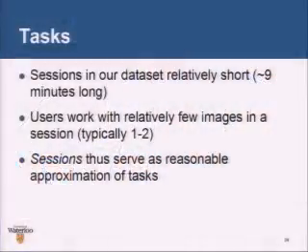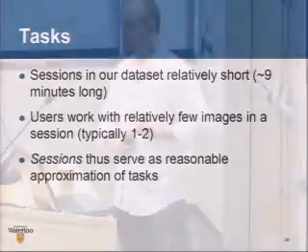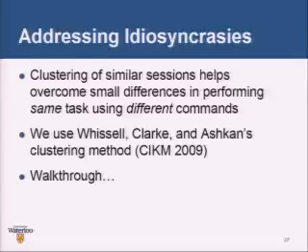And again, we found that the sessions in our data set are relatively short, about 9 minutes long. People are working with relatively few images in a session, usually 1 or 2. So from this, we're going to infer that a session is a reasonable approximation of a task. Given this approximation, we're going to cluster similar sessions together to overcome the small differences that people have when performing the same task with different commands. And we're going to use John Wissel, Charlie Clark's, and Adam Ashkin's clustering method that was published in CIKM 2009 to perform this clustering operation.